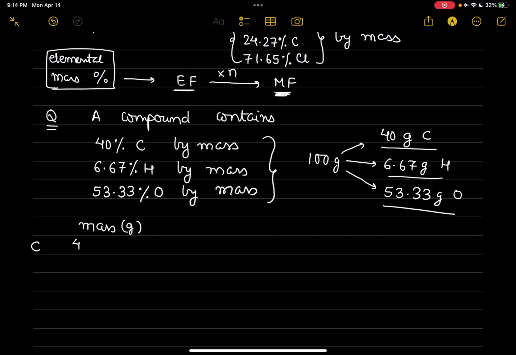That is 40 for carbon. For hydrogen, it is 6.67. For oxygen, it is 53.3. Is that clear? From this mass, so the first step is clear. Take the mass as the given percentages of each element. Now find the moles.